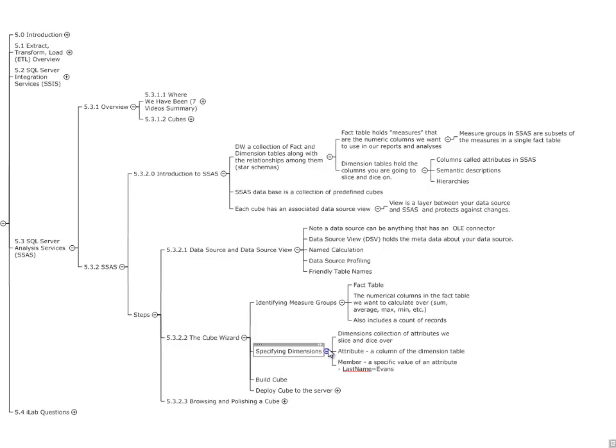Then we're going to specify the dimensions that we're going to use, and these dimensions are just a collection of attributes that we're going to slice and dice over. And an attribute is just a column in the dimension table. There's also another piece of terminology that we use. It's called a member, and a member is just a specific value of an attribute. So if we had a last name column, a member would be Evans for that.